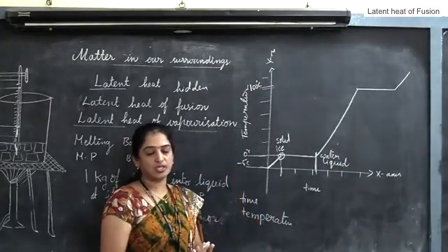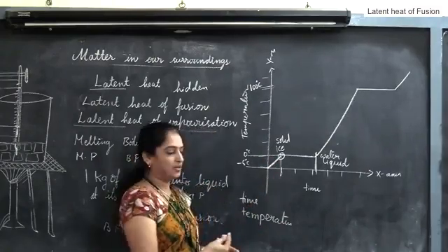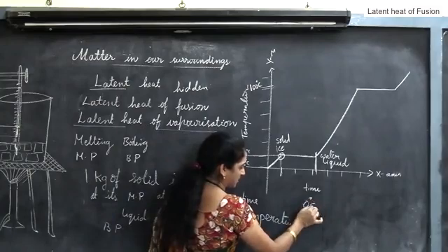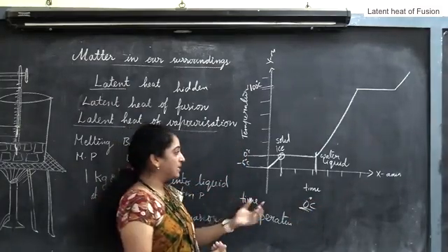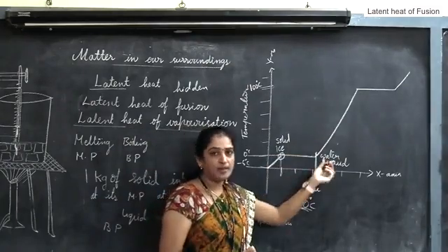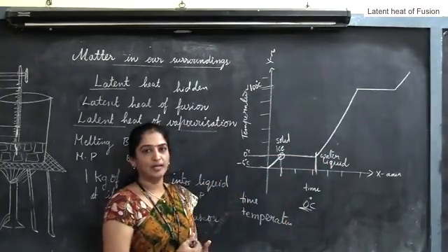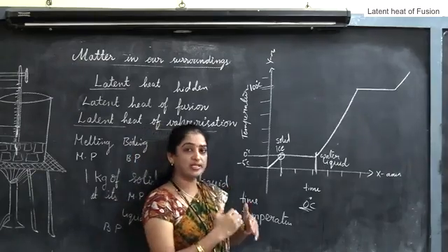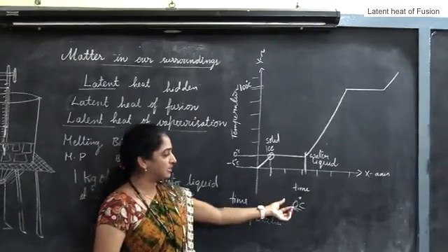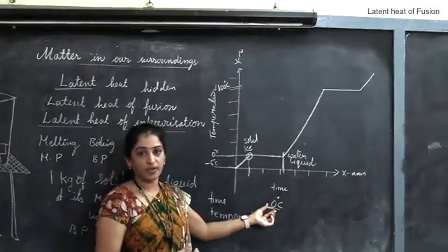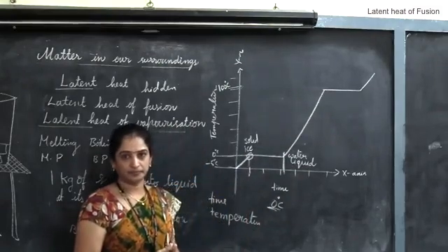So if I ask the question, what is the state of water at 0 degrees centigrade? It may be solid or it may be liquid. If it is below 0 degrees centigrade, it definitely is solid state. If it is above 0 degrees centigrade, it is liquid state. At 0 degrees centigrade, the state may be solid or it may be liquid.